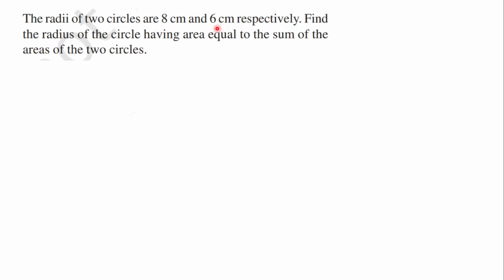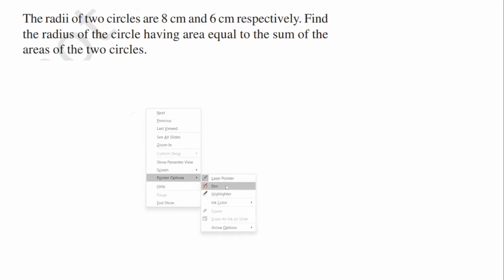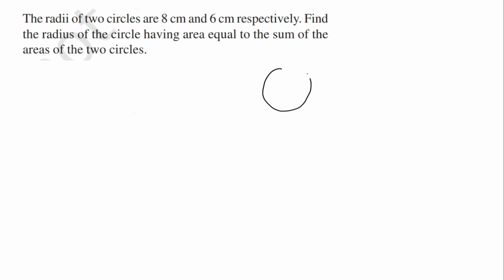We have to find radius of that circle whose area is equal to sum of these two circles' areas. Okay, so same as the previous question, one is having a radius of 8 centimeter and the other is having 6 centimeter radius.